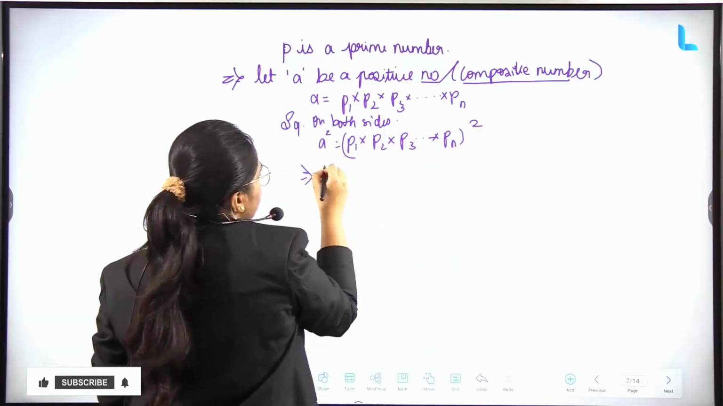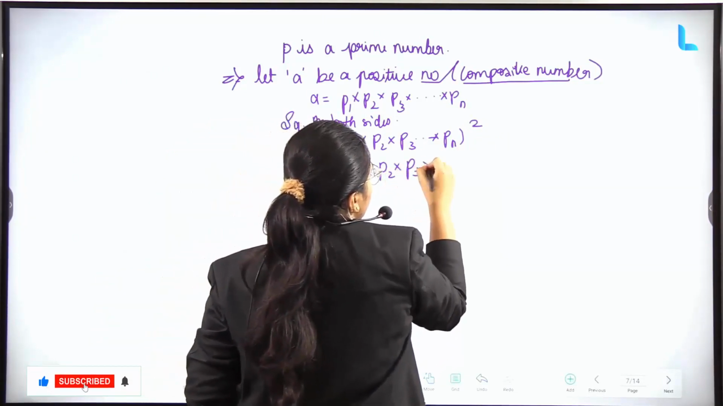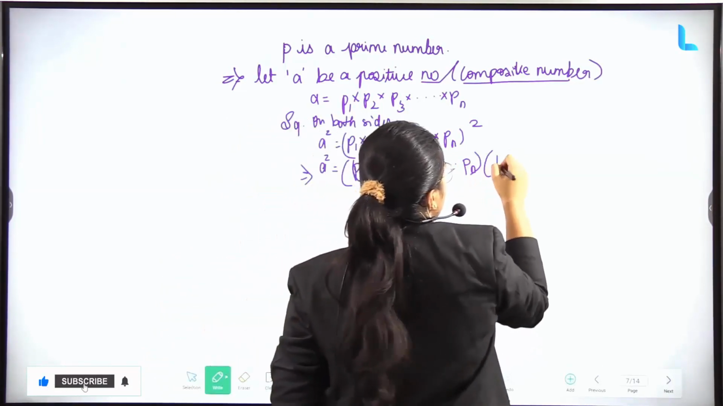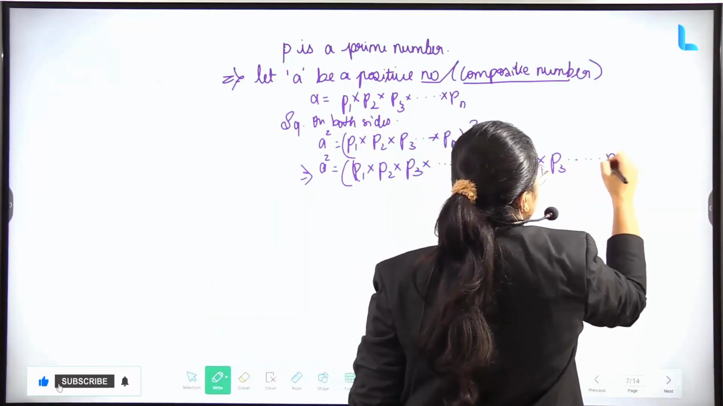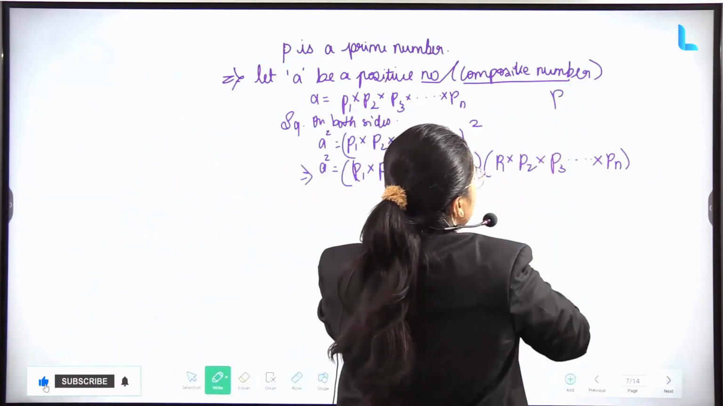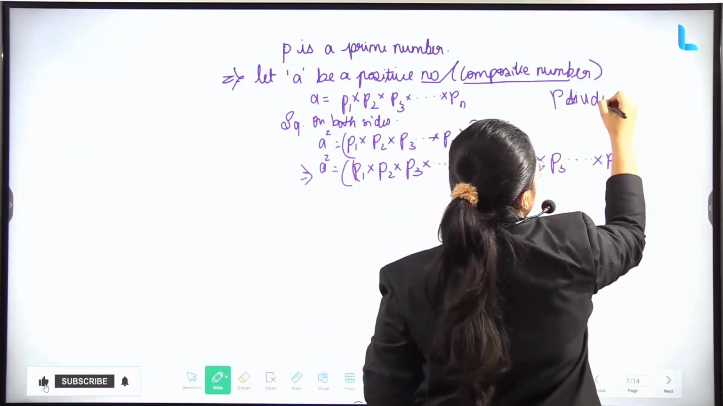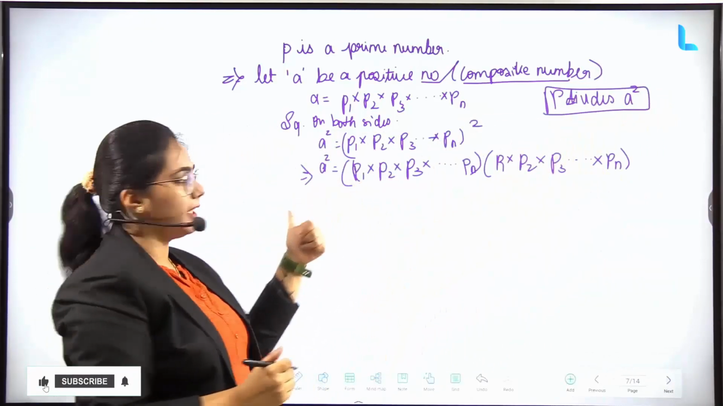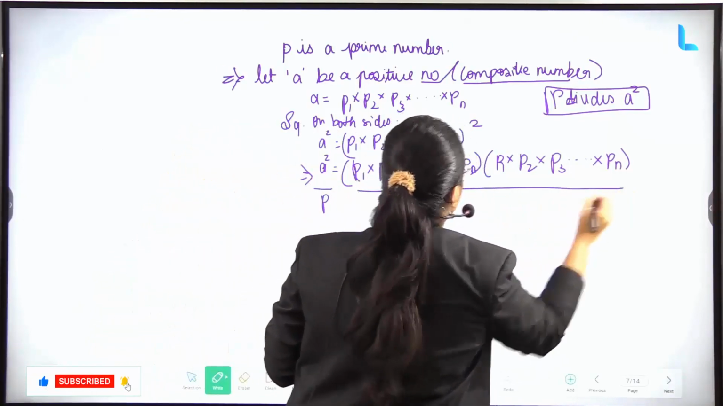This can again be represented as A square is equal to P1 into P2 into P3 ... Pn into P1 into P2 into P3 ... into Pn. So all that we want to know is P square. P divides A square. This A square should be divisible by P. So let's divide this by P and the whole thing by P.